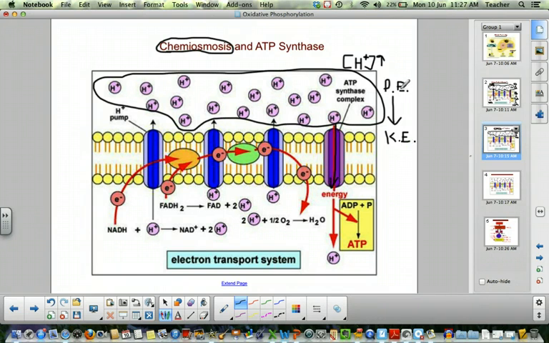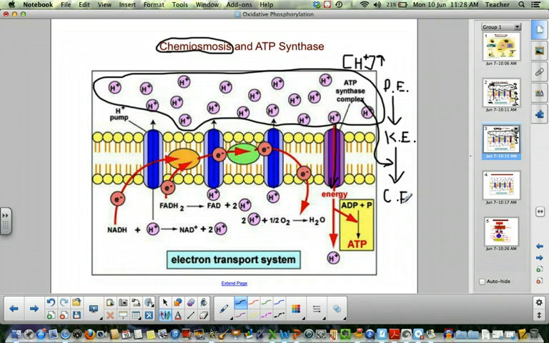When that happens, potential energy immediately turns into kinetic energy. These protons, because there's a high concentration here and a lower concentration here, want to go in, so they do. And in the process, the ATP synthase converts the kinetic energy into chemical energy in the form of ATP.